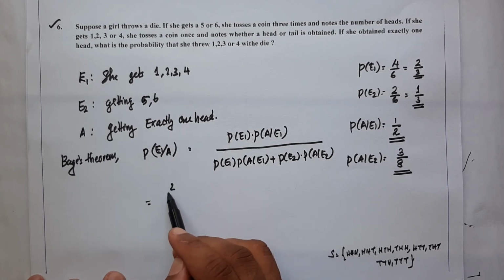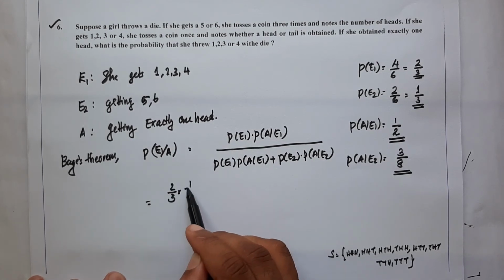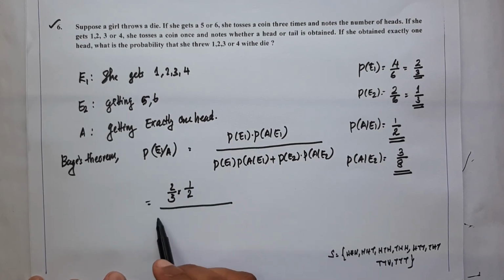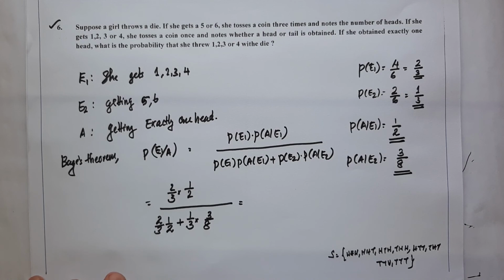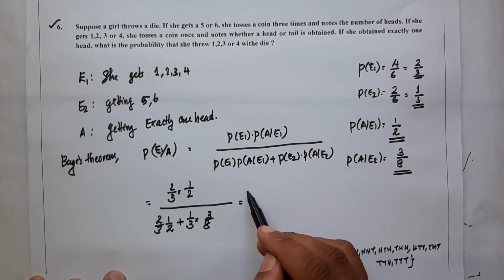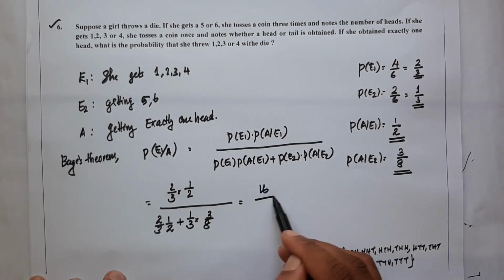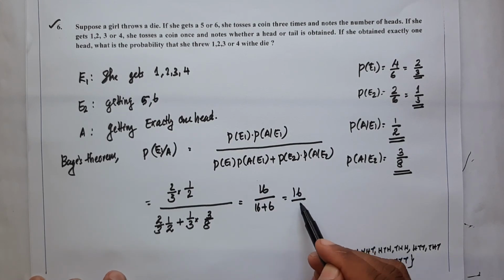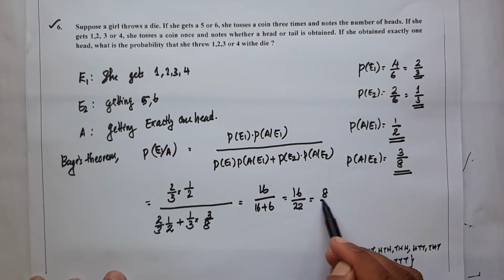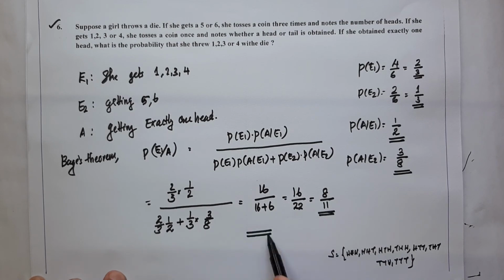What is P of E1? 2 divided by 3. What is P of A given E1? That is 1 by 2. The whole divided by again 2 by 3 into 1 by 2 plus P of E2, which is 1 by 3, into P of A given E2, which is 3 divided by 8. On simplifying we get 16 divided by 16 plus 6, that is 16 divided by 22, which is equal to 8 divided by 11. That is the simplified value. Okay, that's all.